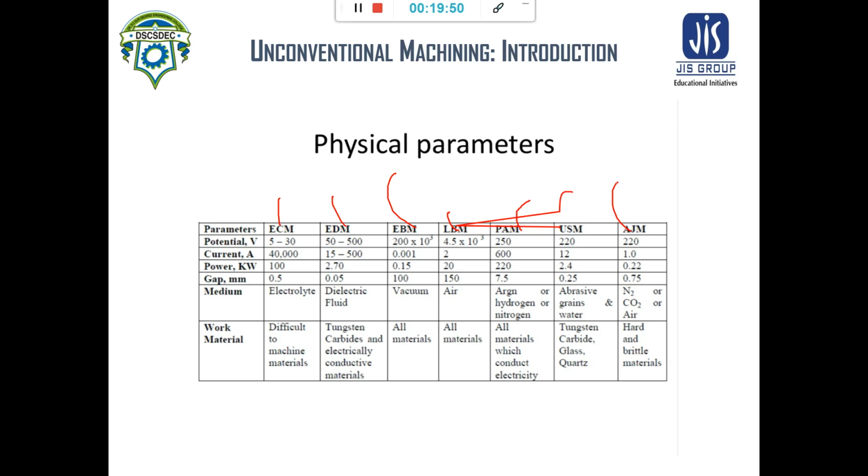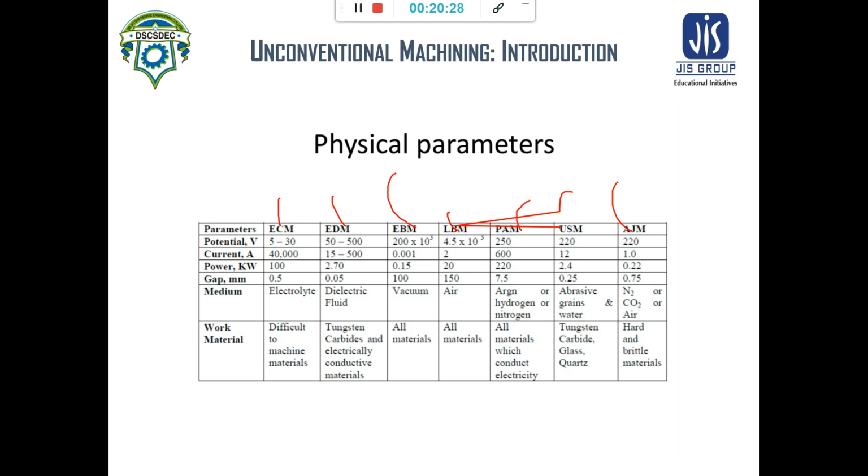Only electrically conductive material can be machined by electro-discharge machining. EBM and LBM can process any material, any feasible material in nature can be machined by EBM and LBM. And in plasma arc machining, all the materials which conduct electricity can be machined. And ultrasonic machining can machine tungsten carbide, glass, quartz. So this type of hard to machine and brittle material can be machined by the ultrasonic machining process.